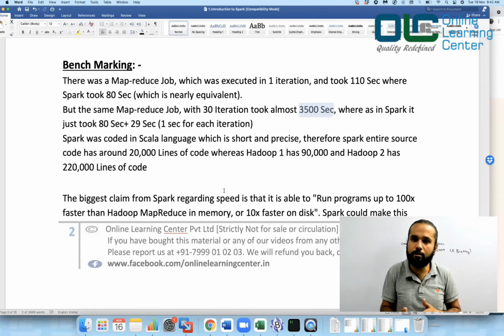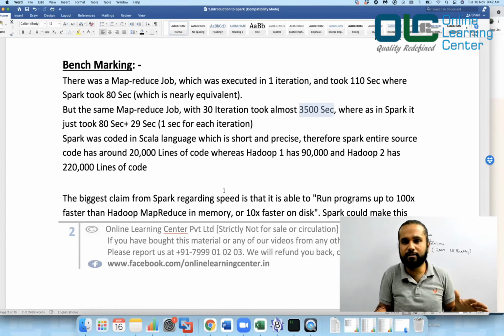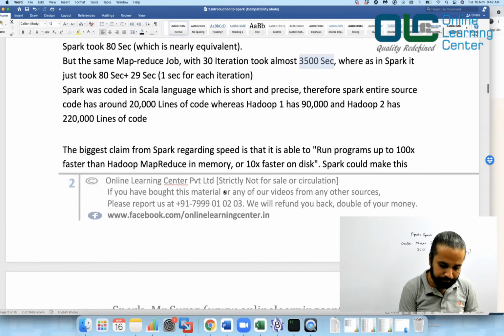But then I recently learned Scala 5 years ago, and I feel Scala is quite more comfortable because you don't have to write a lot of things and you can still get the same work done. Okay, so that's what Scala is.